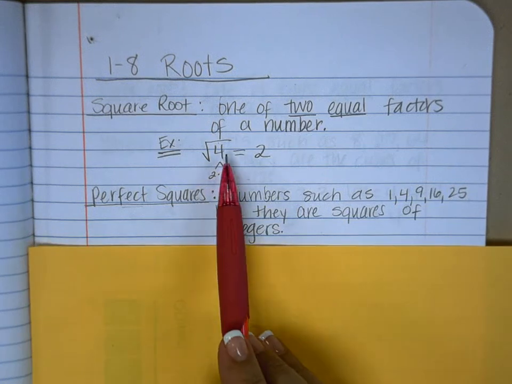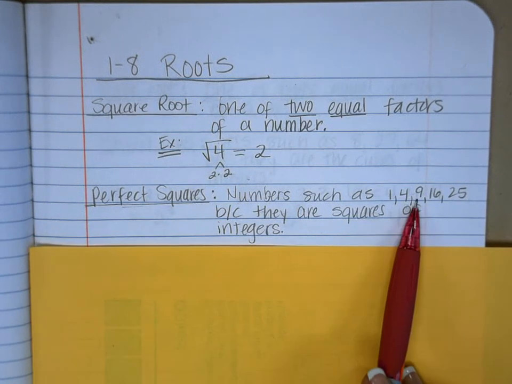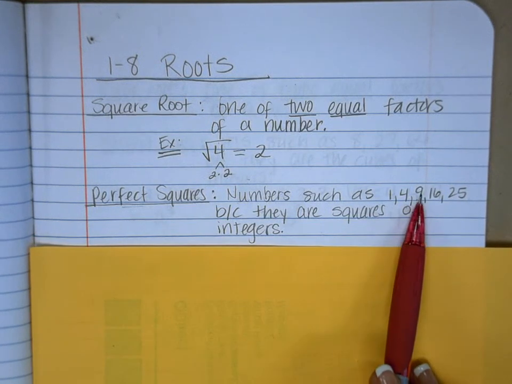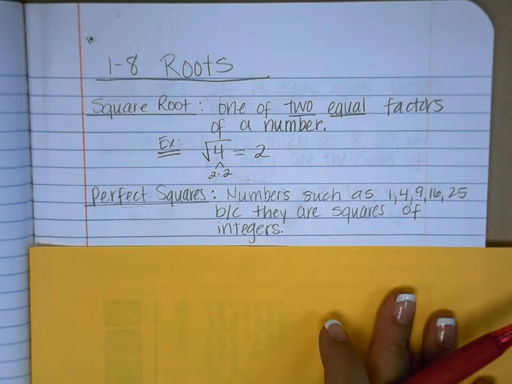So 4 is a perfect square. 9 is a perfect square because what two factors make 9? 3 and 3. You know this. Awesome.